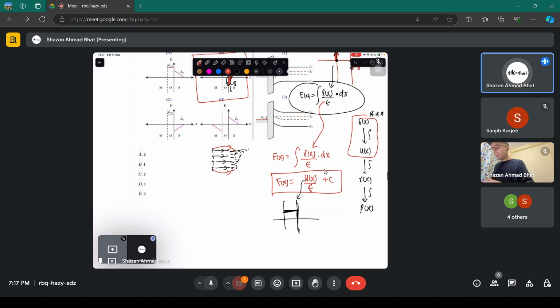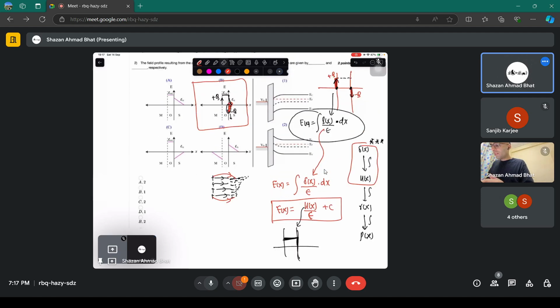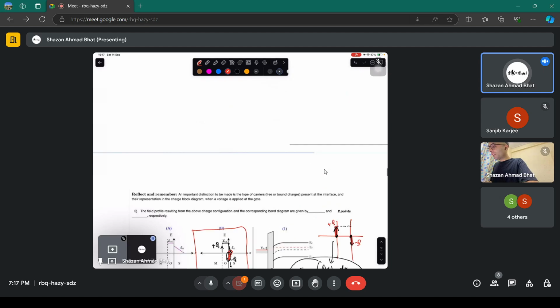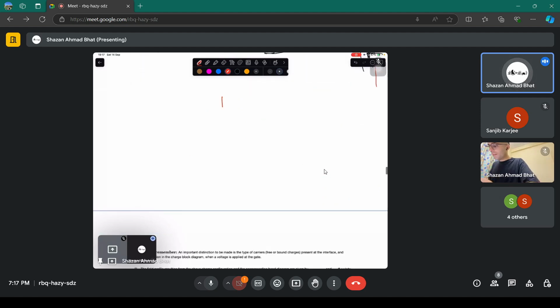Now, on the other hand, if this would have been the same case, but there was depletion charge also present, that means this particular case. Or let's consider the inversion. If there was inversion, what would have happened?